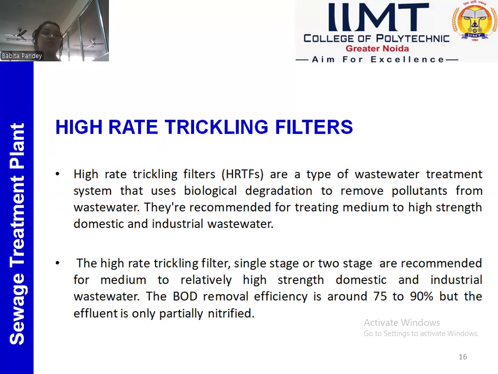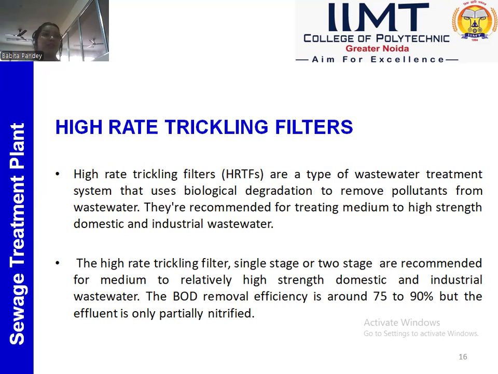Now, as I mentioned in the tertiary treatment, filters, trickling filters and everything, I would like to tell you about high rate trickling filters. High rate trickling filters are a type of wastewater treatment system that uses biological degradation to remove pollutants from wastewater. They are recommended for treating medium to high strength domestic and industrial wastewater.